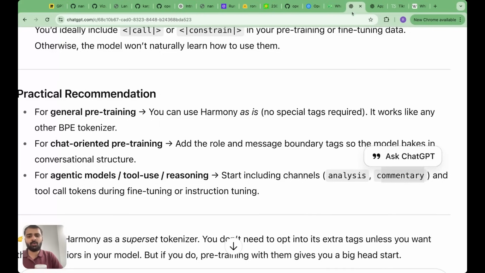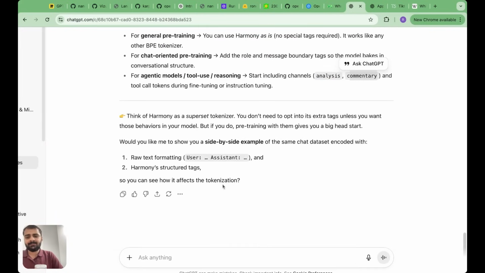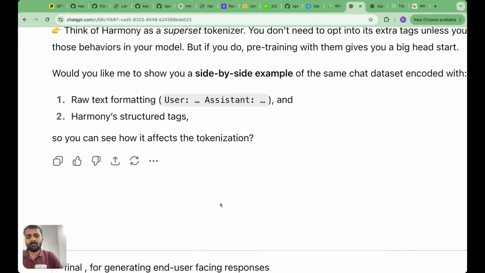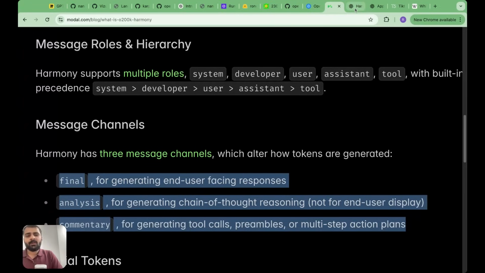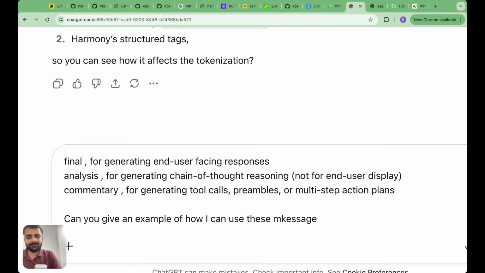So let me actually now go to Chat GPT and ask, can you give an example of how I can use these, what are they called, message channels, while pre-training, let's say.